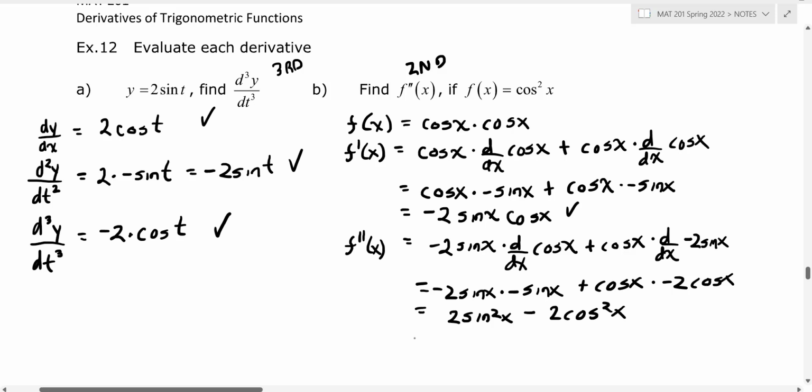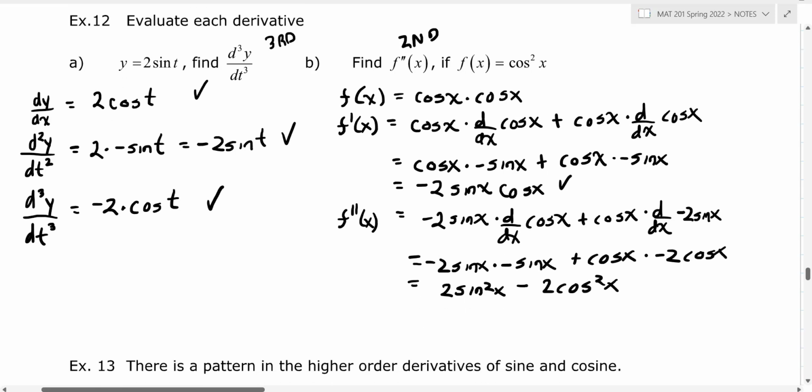So basically there are a couple of things you could do on this with identities. I don't think it's probably necessary. You could factor the 2 out. We don't really have an identity for sine squared x minus cosine squared x. We do have cosine of 2x is equal to cosine squared x minus sine squared x. So we might be able to utilize that in some way like this.